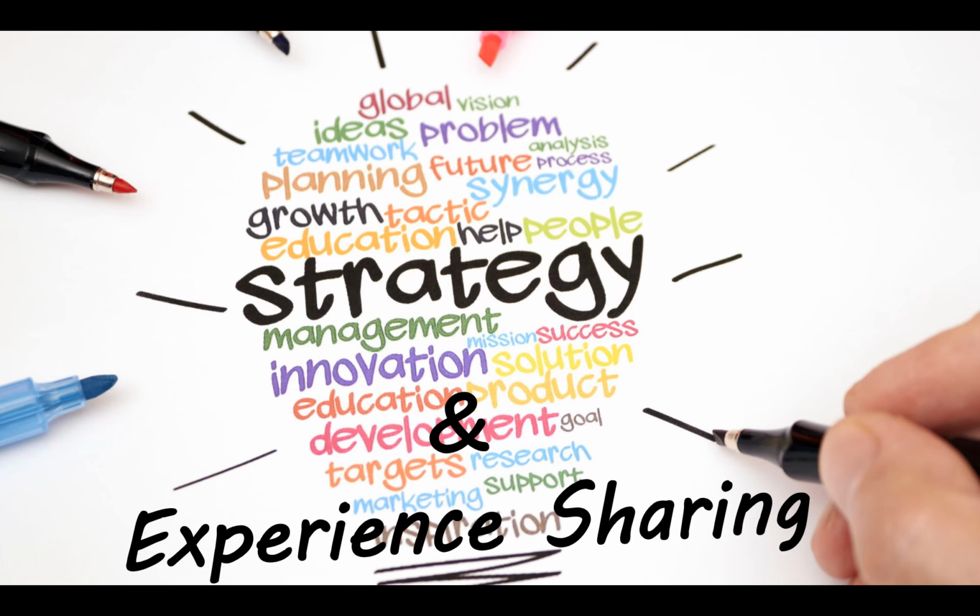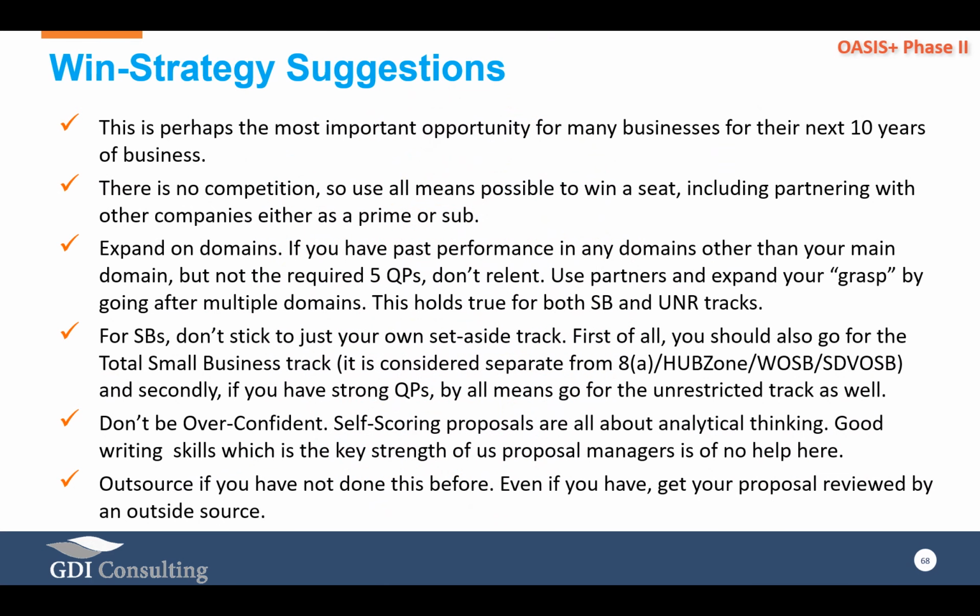Let's now discuss strategy and share some experience. So this is perhaps the most important opportunity for many businesses for the next 10 years, or I should say 8 years. There is no competition, so use all means possible to win a seat, including partnering with other companies, either as prime or as a sub. Expand on domains. If you have past performance in any domains other than your main domain, but not the required 5 QPs, don't relent. Use partners and expand your grasp by going after multiple domains.